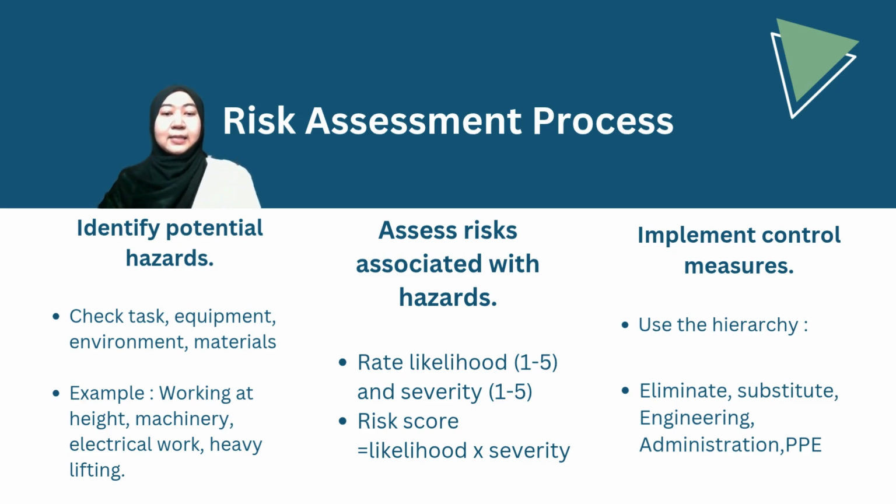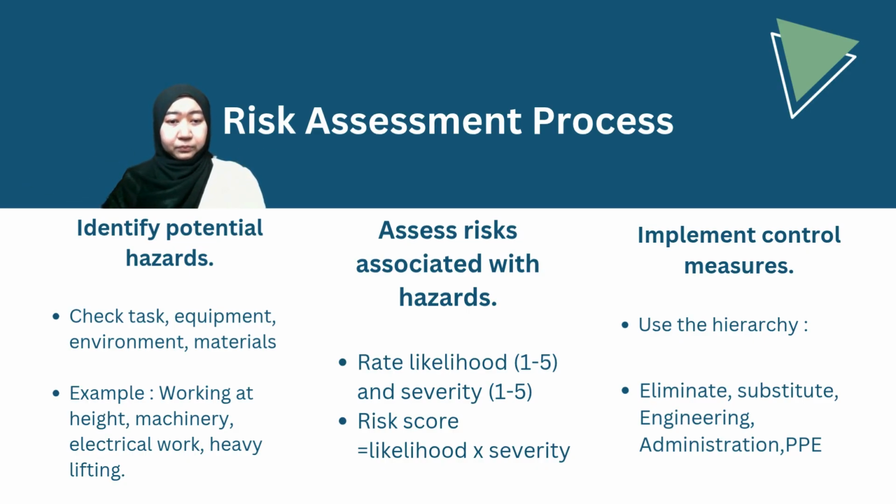Okay, in the risk assessment process, the first one is to identify potential hazards. The first thing we have to check is tasks, equipment, environment, and material. For example, working at height, machinery, electrical work, and also heavy lifting. And the second one is to assess the risk associated with the hazard.